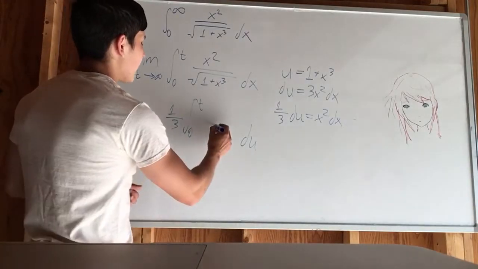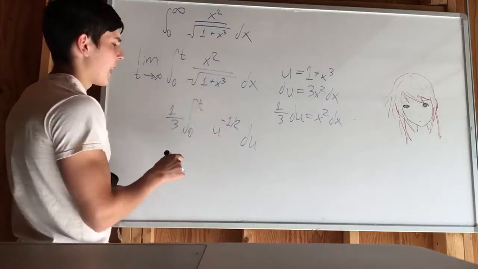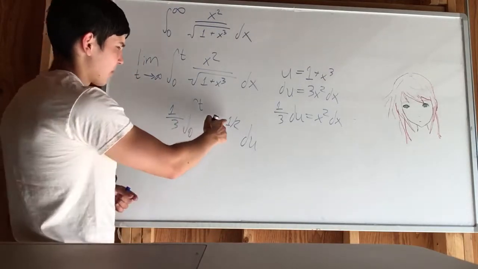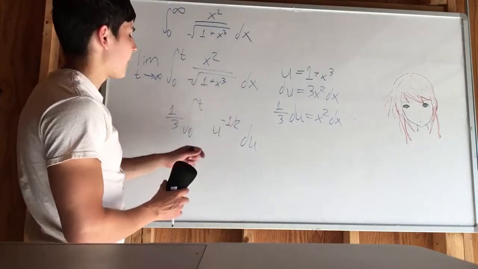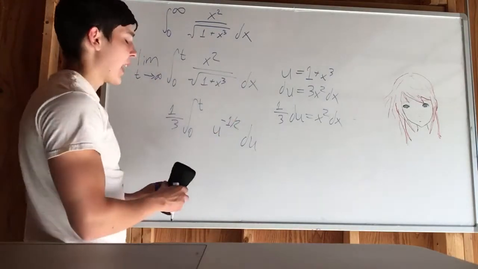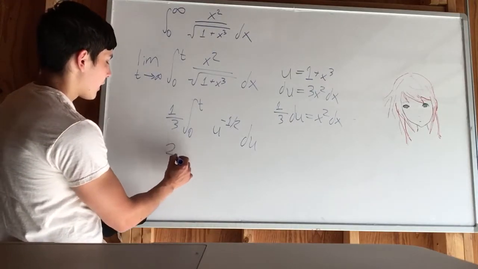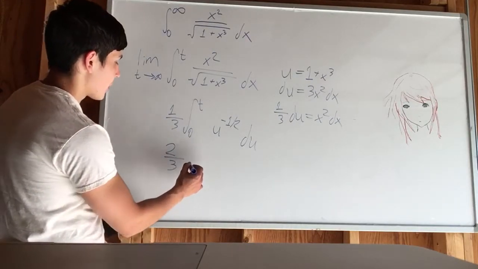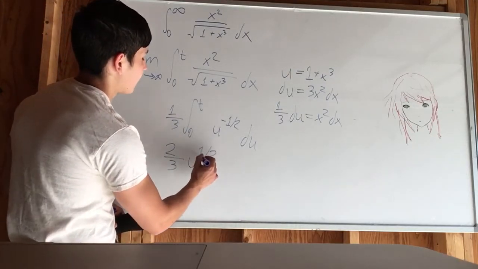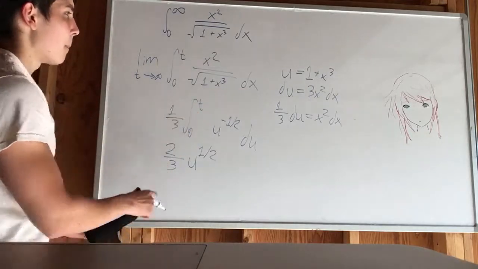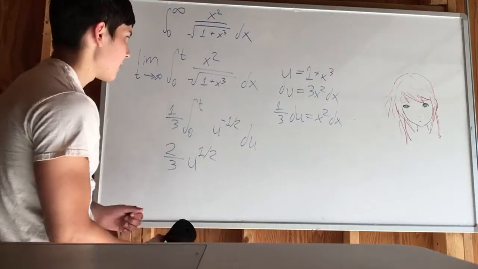And if we integrate, we just add 1 and then divide by whatever that is. So in this case, if we add 1, we get 1/2 as the power, and divide by 1/2, that's multiplying by 2. So we have 2/3 u to the 1/2. So that we don't have to change the bounds, we have 0 and t.